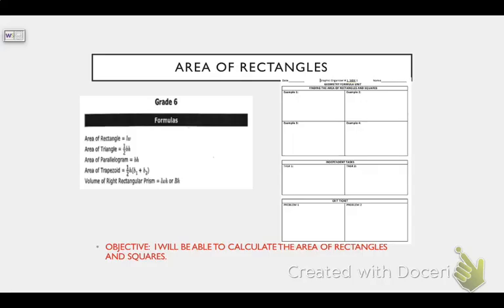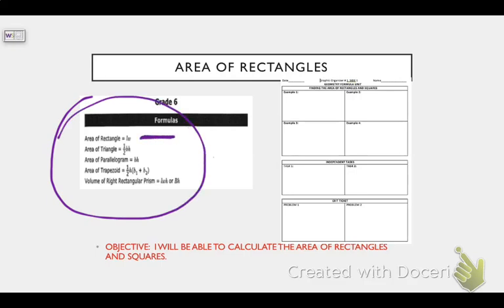All right, ladies and gentlemen, you see this piece right here called the formulas? This is from your reference guide. We're going to attack this one today, area of rectangle, which could be area of rectangle or square. You should have graphic organizer number 1, with two sides. Side 1 is going to be rectangles and squares, and side 2 is going to be something else. Make sure you have this, and let's get going.